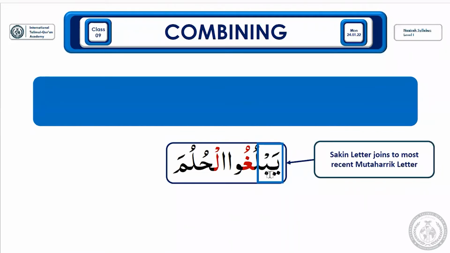When there is a sakin letter, the correct way to recite it is that I need to join it to the most recent, so the previous, mutaharrik letter. In this case, the previous letter to the ba is this ya. But the important thing that I need to also look for is, is this ya a mutaharrik letter? Is it a voweled letter? Does it have a stroke on top or below it? And yes, it does. It has a fatha. That means that I can join this.